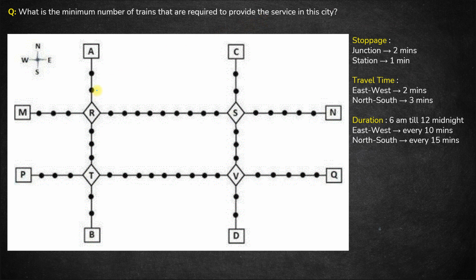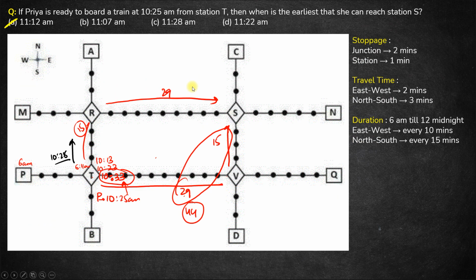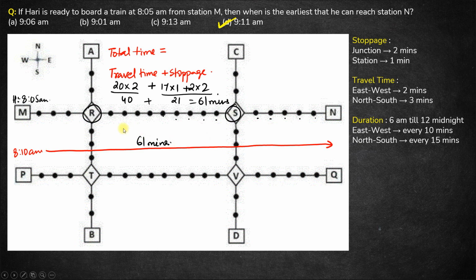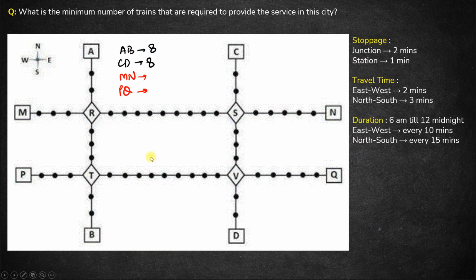Okay. So on this route A to B, we know there are 8 trains required. On the route A to B, there are total 8 trains. Similarly, on this route C to D, there will be 8 trains required, right? Now let's look at route MN and route PQ. What is the time taken to go from M to N? Let's check that. We had actually calculated the time taken in the first question to go from M to N. It was 61 minutes, right?